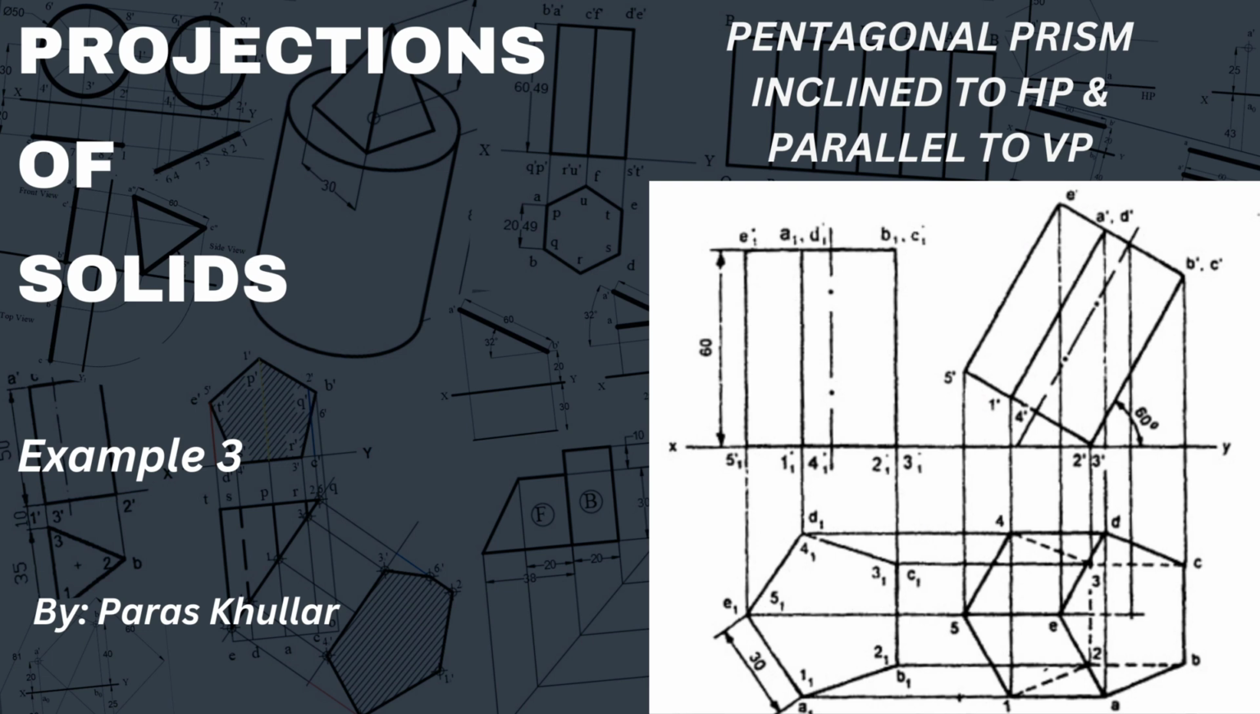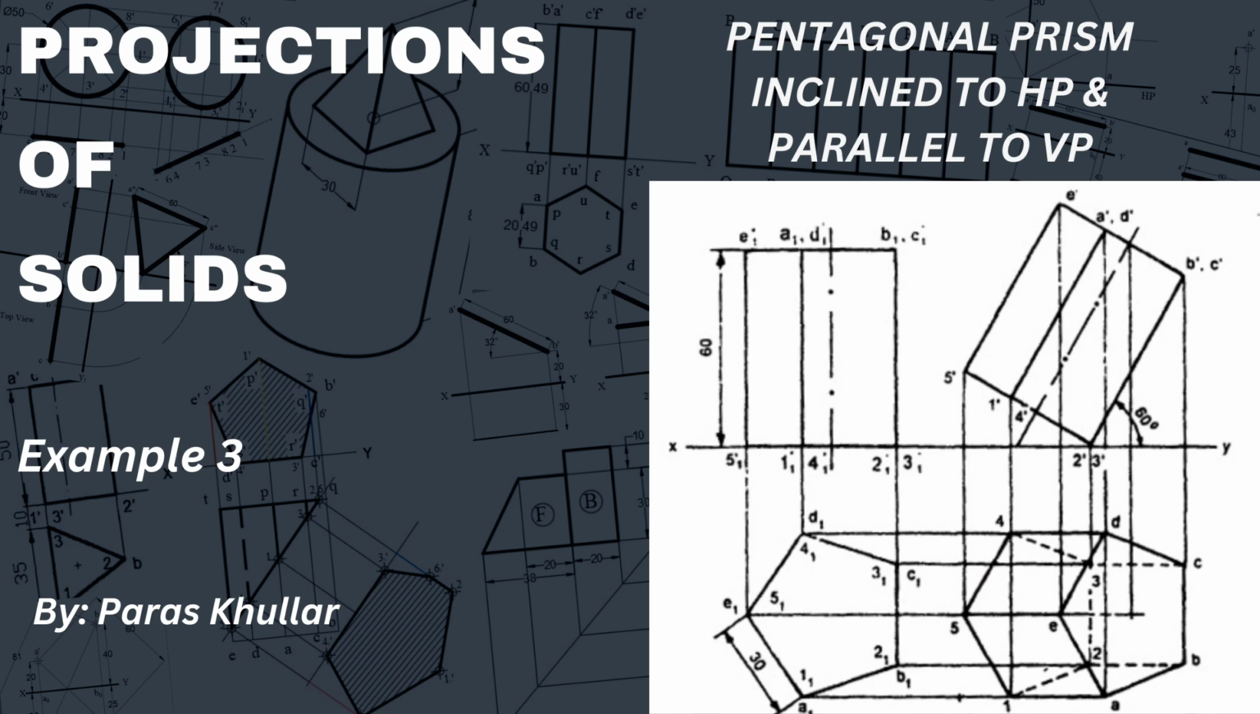Hello students, in this video we will discuss a question on projections of solids in which a pentagonal prism is inclined to HP and parallel to VP. Here we will follow the rule that if a solid is given inclined to any of the principal planes, in the first step we'll consider it perpendicular to that principal plane.